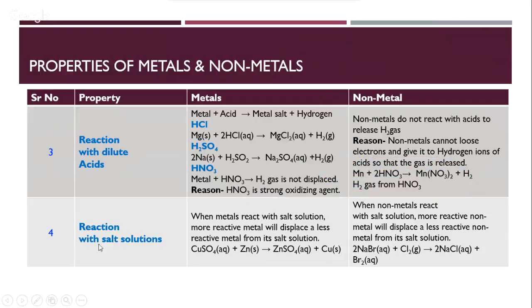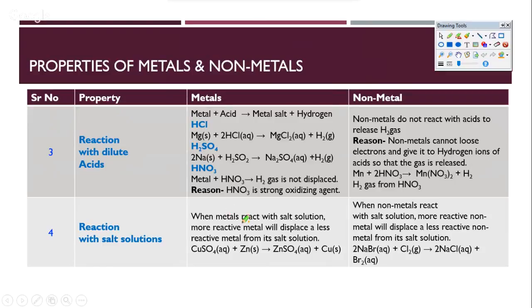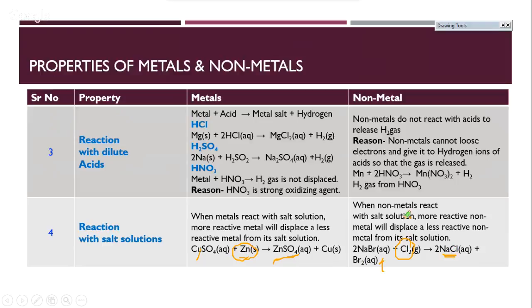Now, what are the reactions with salt solutions? Depending on the reactivity series, we know that there are reactive metals and unreactive metals. Based on the reactivity series, zinc being more reactive will displace copper out of this, and zinc sulfate is formed. So whichever is the more reactive will remain in the solution, and the unreactive ones are precipitated out. Similarly, here chlorine is more reactive, so bromine is precipitated out, and NaCl is formed. So the same principle applies to both metals and non-metals. The reactive ones displace the unreactive one.